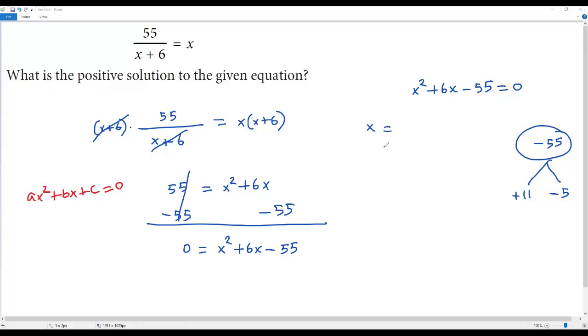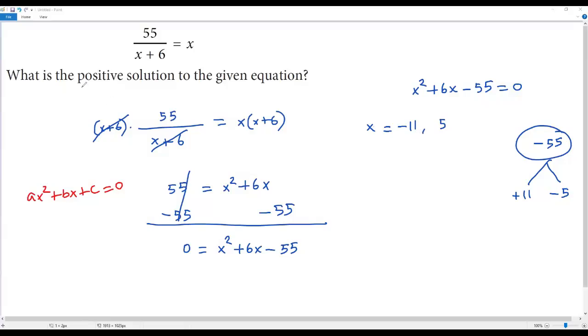So x equals, to get the first value, I have to change the sign of the first factor. Here we have positive 11. If I change this sign, then I'll be getting negative 11 as one of the values of x. To get the second value of x, I have to change the sign of the second factor. Here it's negative. When I change it to positive, I'll be getting positive 5. So now I got two values for x in this quadratic equation: one is negative 11 and the other one is positive 5.